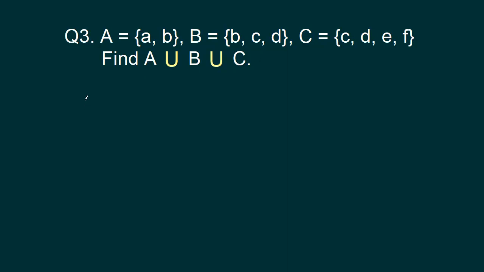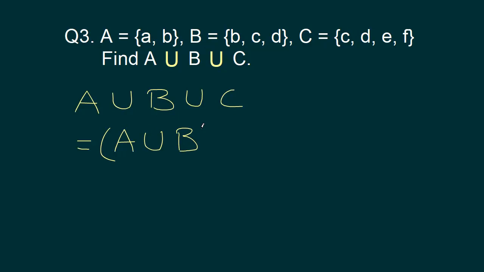So the way we will solve this, let's write it over here. A union B union C. The way we are going to do this is first we are going to find out A union B. We will first find this set, and once we have the answer, we are going to take that set and do union with set C. So this is our approach of how we are going to solve this. Now let's go ahead and find out what is A union B. So let's do it over here.